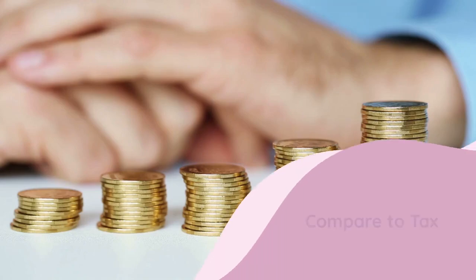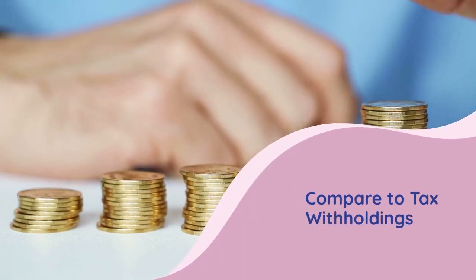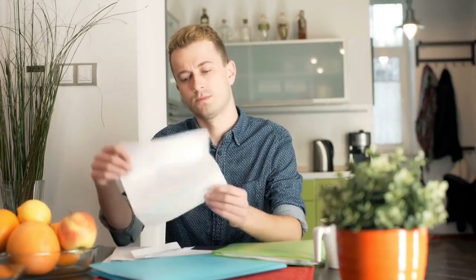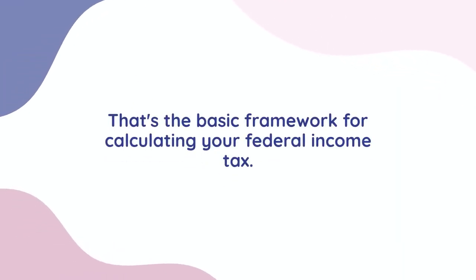The very last step is to compare this number to the amount of tax you already paid through withholdings from your paychecks. If you paid more than you owe, you get a refund. If you paid less, you'll have to write a check to the IRS. And that's the basic framework for calculating your federal income tax.